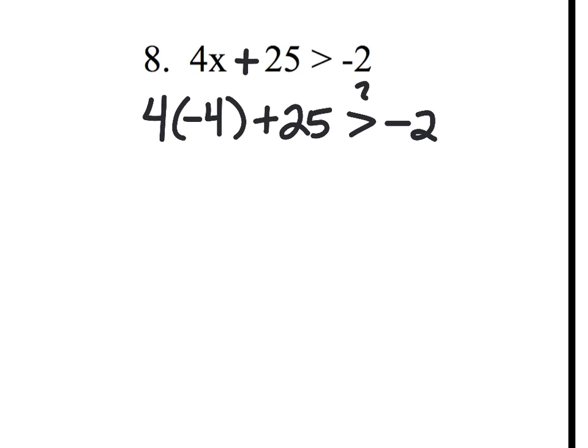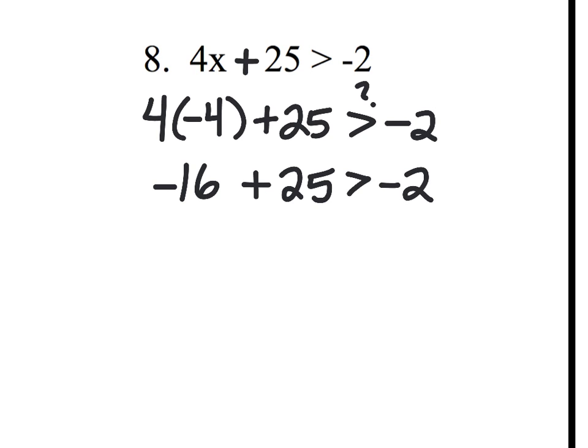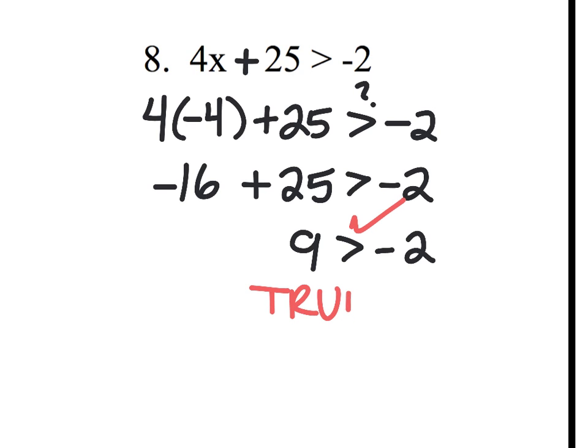And we want to see, is that true? I know 4 times negative 4 is negative 16. And if I add negative 16 plus 25, I get positive 9. Okay, well, 9 is greater than negative 2, so that is true. And because it's true, that means that yes, negative 4 is a solution.